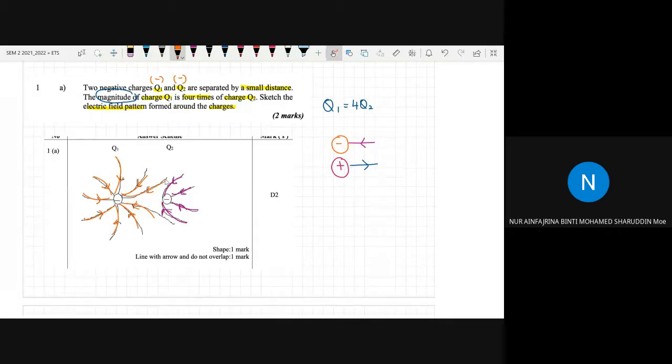Please mark your work with your red pen. Okay, may I proceed? You will get 1 mark for the shape and 1 mark for the arrow. Make sure you do not draw your arrows overlapping, something like this. Cannot. Do not draw it overlapping. Make sure it is single. That's all for question 1A.